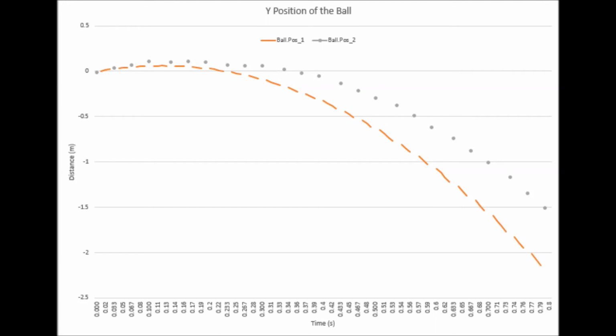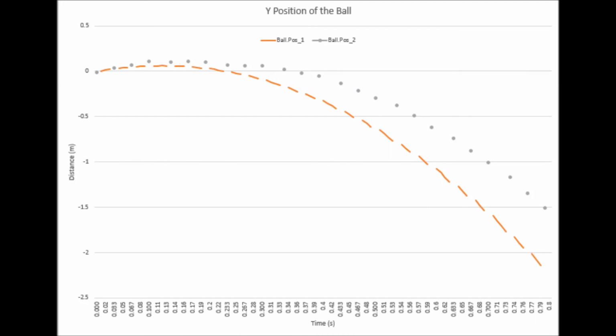We see that the computational model greatly overestimates the position of the ball. It expects the ball to hit the ground, which is located at negative 1.5 meters in the graph, almost a full second before it actually does. There are a variety of reasons for this. First, the camera angle was not directly straight on. Also, I did not throw the ball perfectly straight. I also assumed that the wall did not exert a force at all in the y direction.